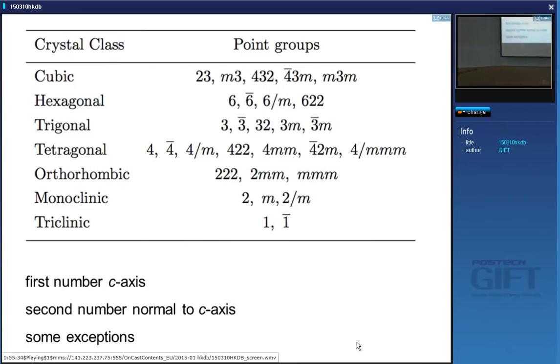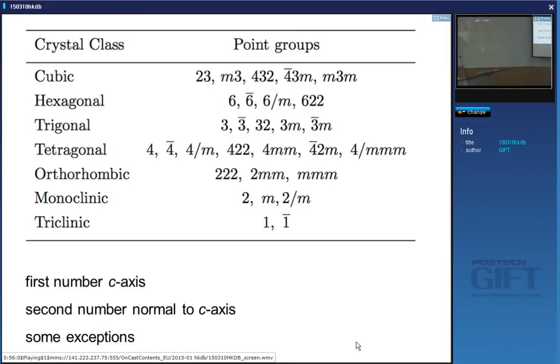So this is the table that we were looking at. When you have a point group symmetry which is 2 over m, it's got to be monoclinic. And when we have 222, it's got to be orthorhombic. Okay? Now, I said to you that we look at the symmetry first parallel to the z-axis, then the x and the y-axis, right? But there is one exception.